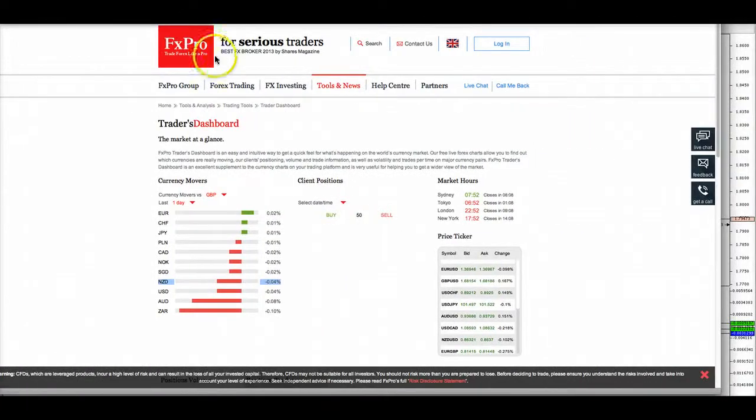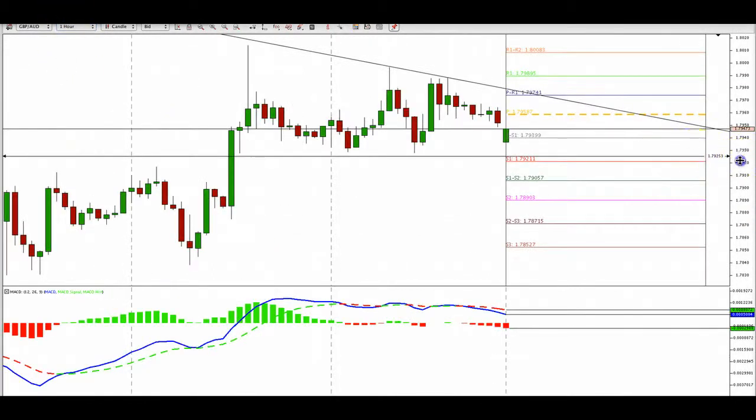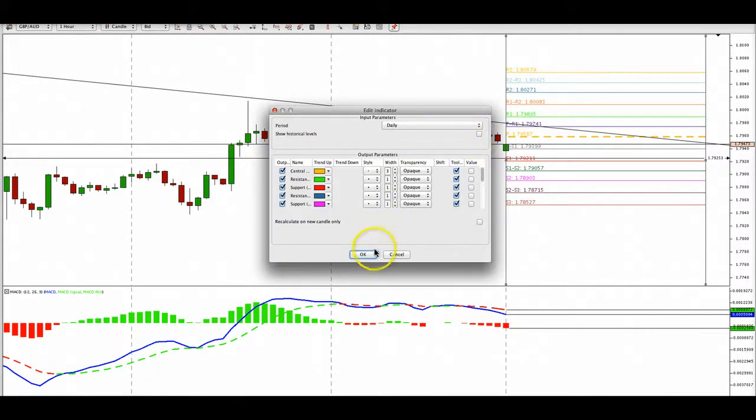So even though we look at the FX Pro dashboard, the Aussie dollar is very weak against the pound, we don't really see a clear directional bias on a daily chart. On the 1 hour chart, we don't see it either. We'd have to wait till price breaks above the trend line, above the central pivot point. This is a daily pivot point.